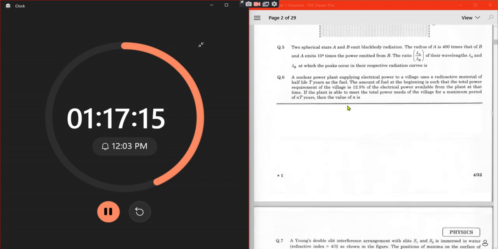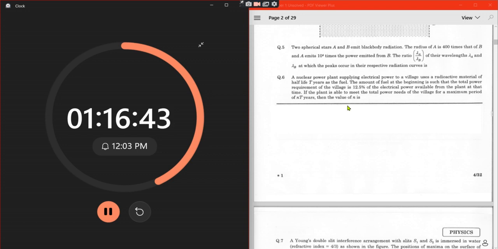Sixth, okay, a nuclear power plant supplying electrical power to a village uses radioactive material of half-life T as fuel. The amount of fuel at the beginning is such that the total power required by the village is 12.5% of the electrical power available from the plant at that time. Half-life T है. Okay.